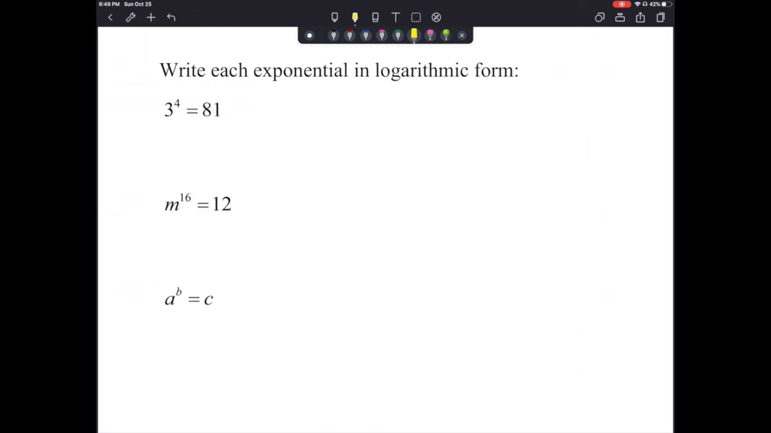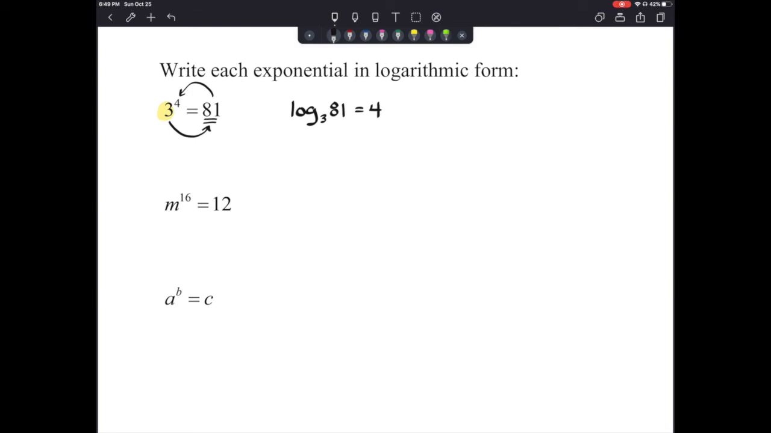Now it says write each exponential in logarithmic form. So we have 3 to the 4th power equals 81. Let's rewrite it in log form. We're going to say log. Start with log. That's the easiest way. Our base is 3. So we're going to say log base 3 of our output of 81 should equal our exponent, which is 4.